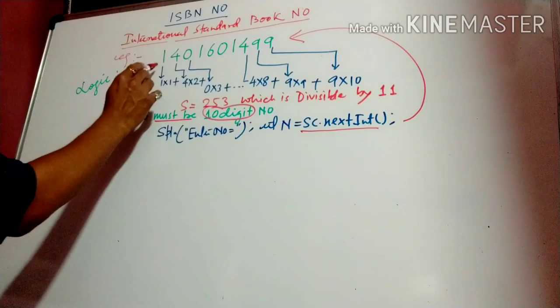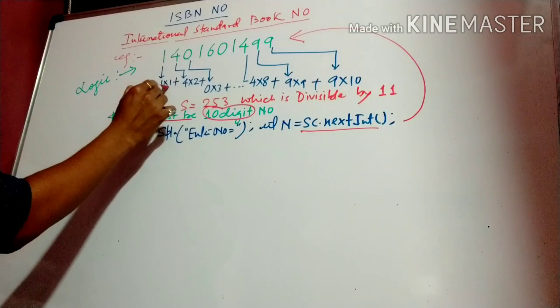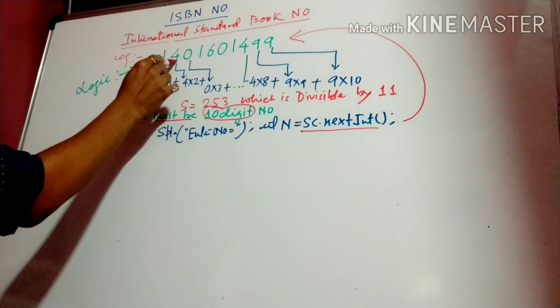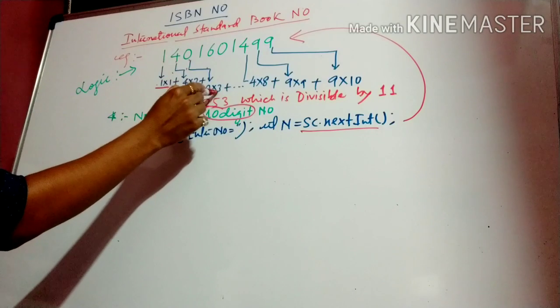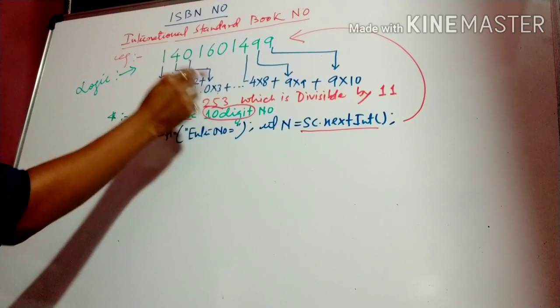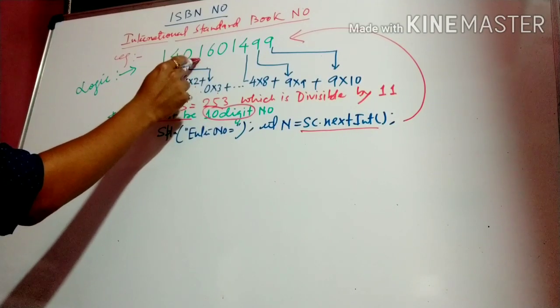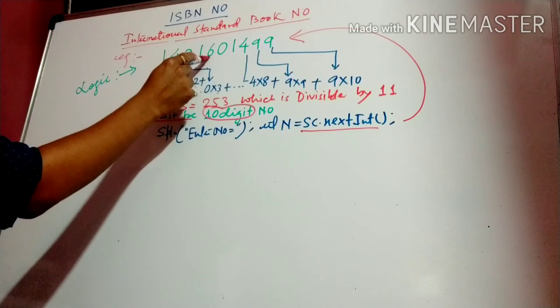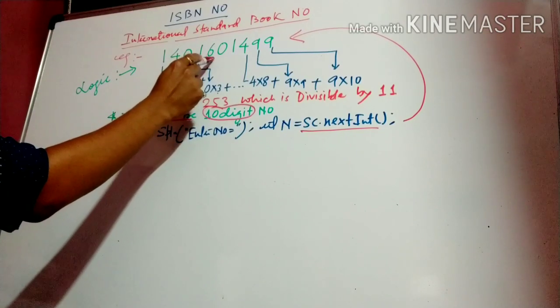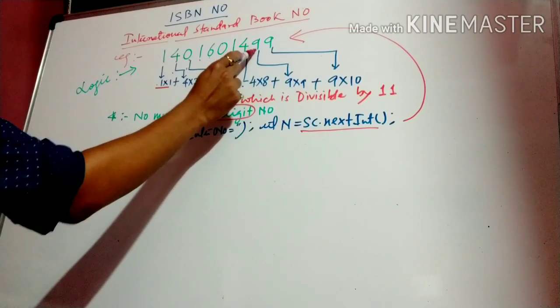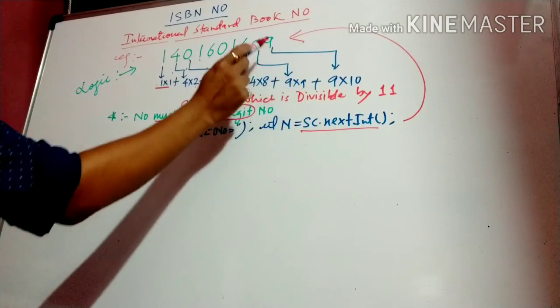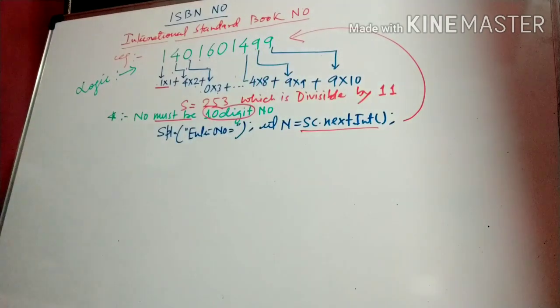So this number 1 will multiply by 1, plus 4 is multiplied by 2, plus 0 is multiplied by 3, plus 1 is multiplied by 4, plus 6 is multiplied by 5. Like that, this 4 will multiply by 8, this 9 will multiply by 9, and the last 9 will multiply by 10. This is the process.